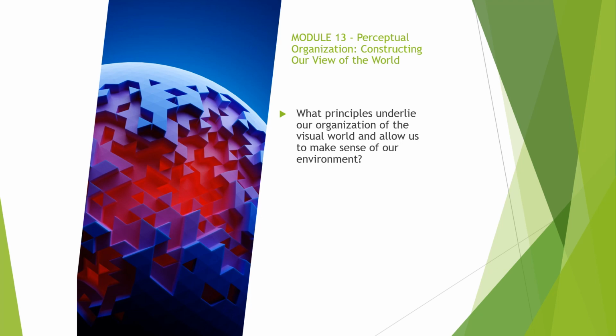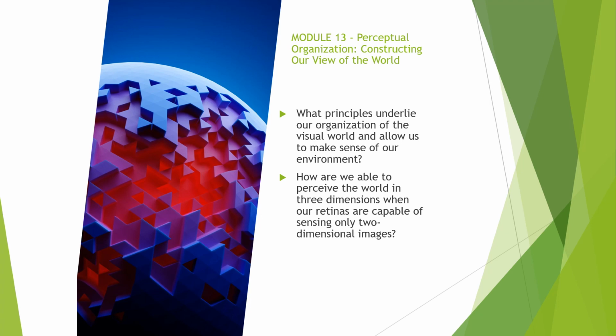The second question is, how are we able to perceive the world in 3 dimensions when our retinas are capable of sensing only 2-dimensional images? So with this one, how is it that our brain comes into play? We see things in 3 dimensions, right? I see people standing in front of me, and that's a 3-dimensional world. However, my retina is only seeing it in 2 dimensions. So we know our brain is involved in overriding that and understanding what we see.